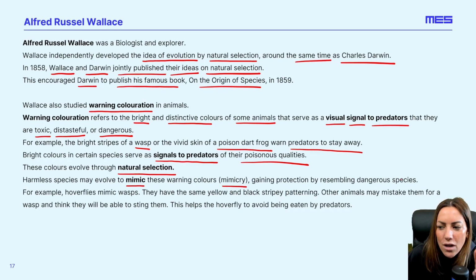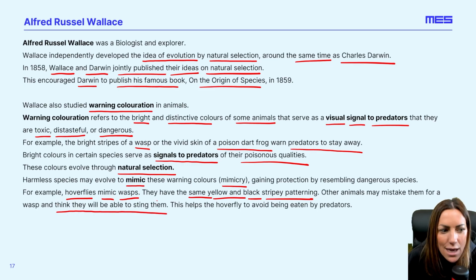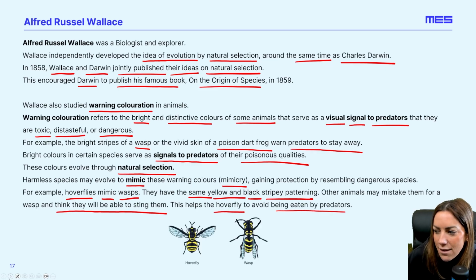So the example they've used on the exam before is hoverflies, because hoverflies mimic wasps. They have the same yellow and black stripy patterning. Other animals or predators may mistake them for a wasp. Basically, wasps sting, right? Wasps are dangerous. Hoverflies don't. But predators think that the hoverfly is a wasp. They think the hoverfly would sting them. And this helps the hoverfly avoid being eaten by predators. Look how similar they look. This is called mimicry. So the hoverfly is safe, it doesn't sting, but the wasp does sting.